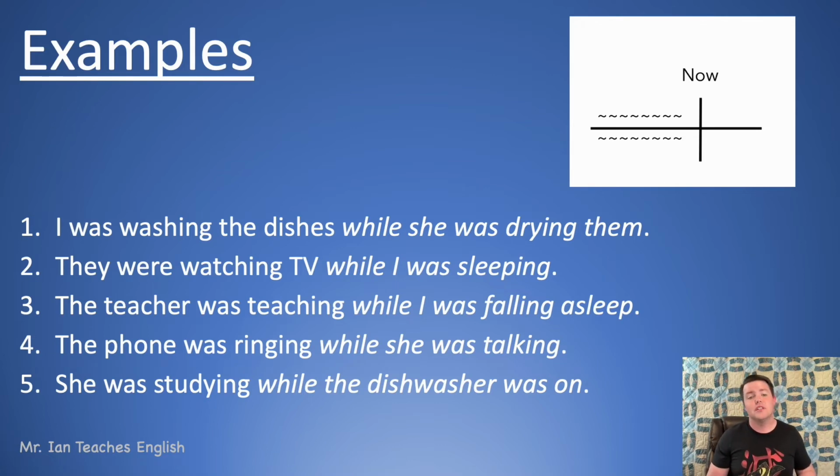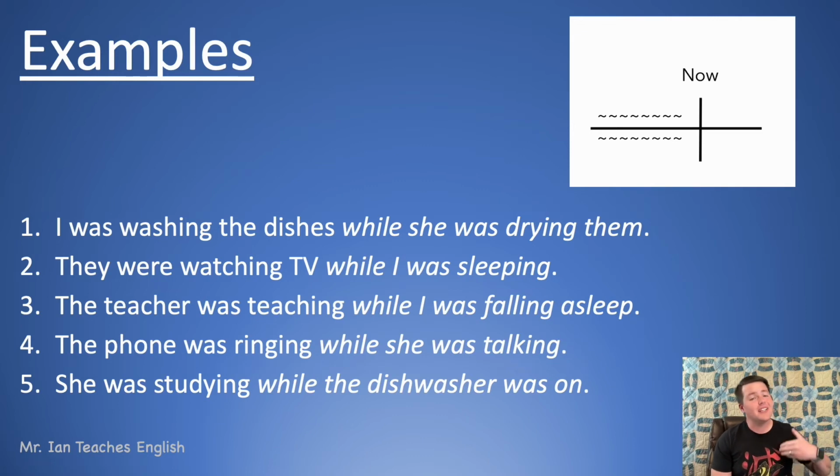Number 1, I was washing dishes while she was drying them. Two actions that take time happening at the same time. Number 2, they were watching TV while I was sleeping. Number 3, the teacher was teaching while I was falling asleep. Now again, these all kind of have the same definition, so I'm not giving a lot of details here. These are two events that take time that are happening at the same time. Number 4, the phone was ringing while she was talking. And number 5, a little bit different, she was studying while the dishwasher was on.